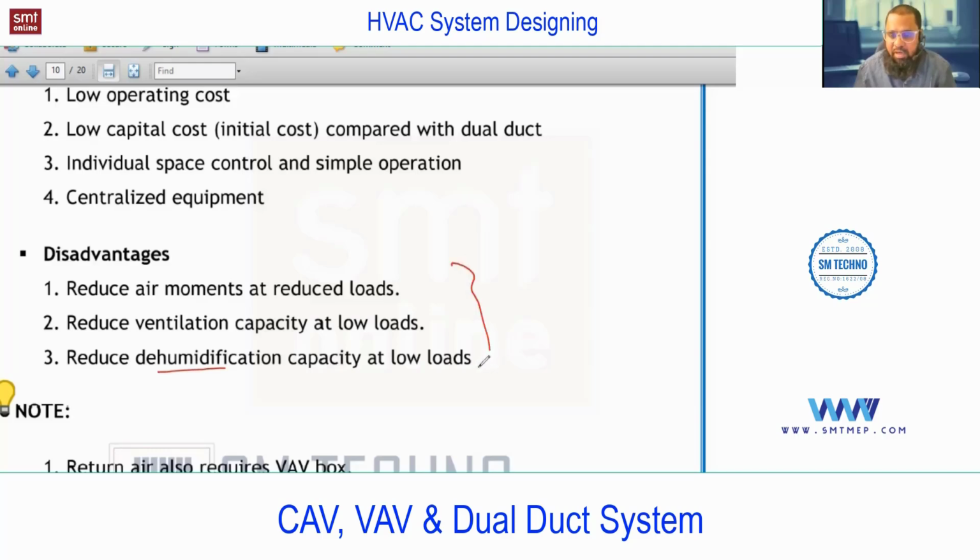So these are the disadvantages for the VAV, but don't worry, we have some additional attachments. Using that attachment, we can overcome these disadvantages. And what are those attachments? We'll discuss in your project at the time of types of VAV box.